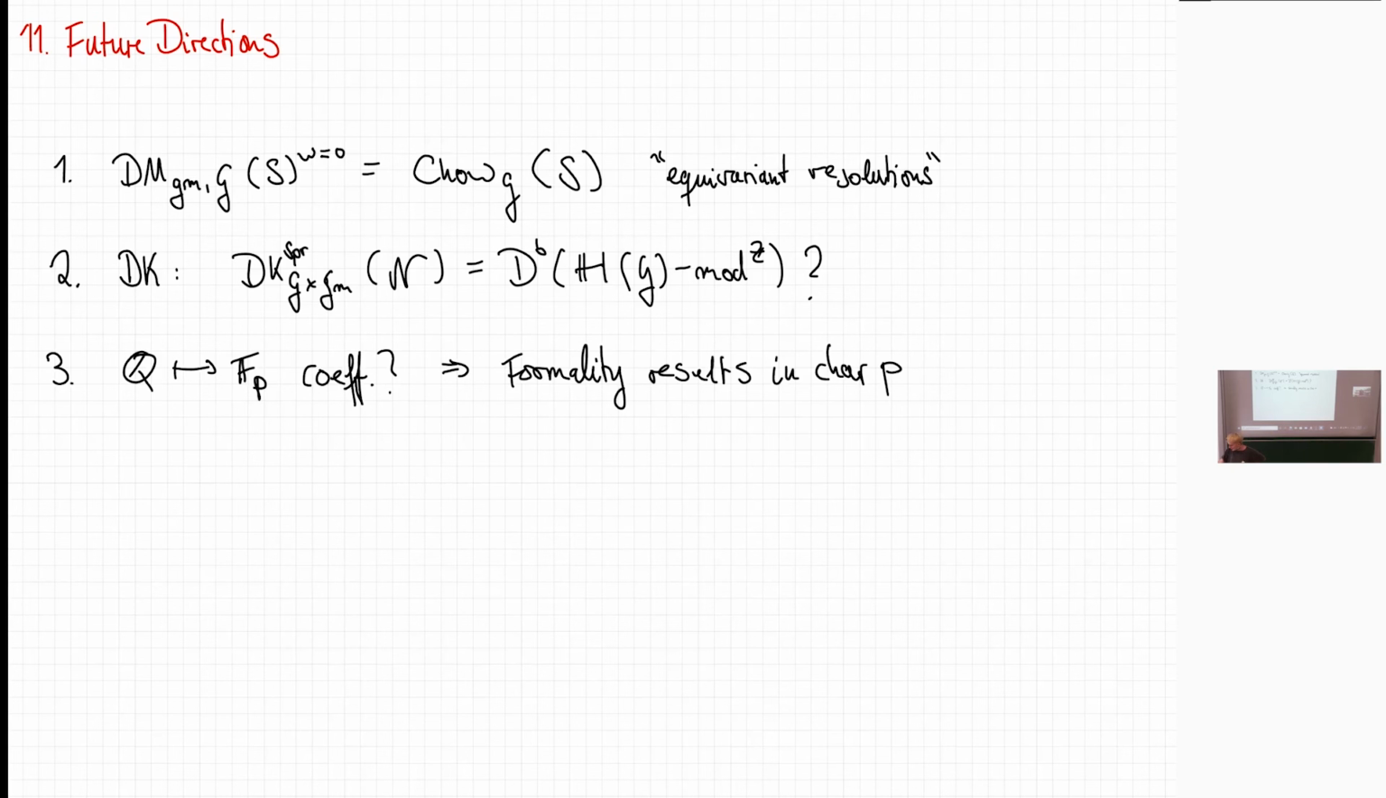This would be another point. And then, of course, I think everything also should work with F_p coefficients. So then you can actually prove some new formality results also in characteristic p. So with this, I have to talk to Shane more to get this equivariant setup also in characteristic p going. And I hope maybe that's inspiration for many new ideas which can come up like this.